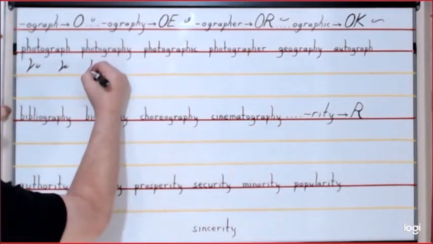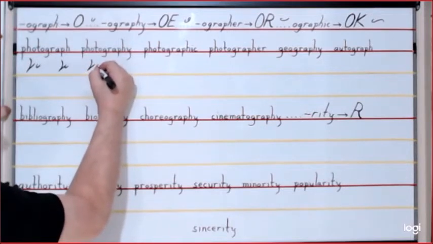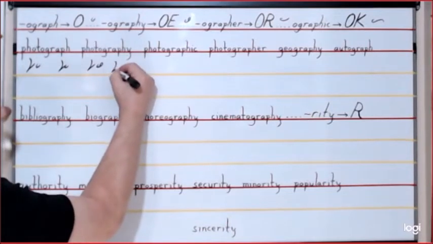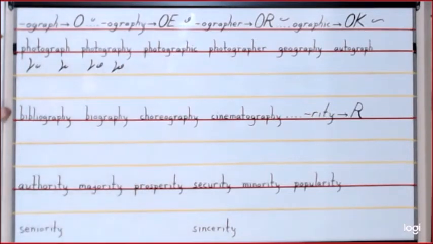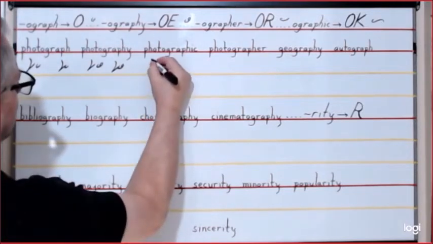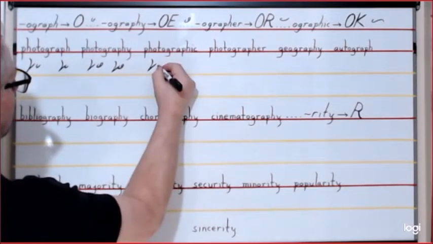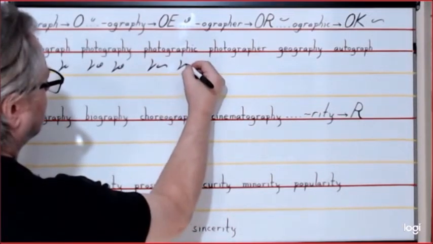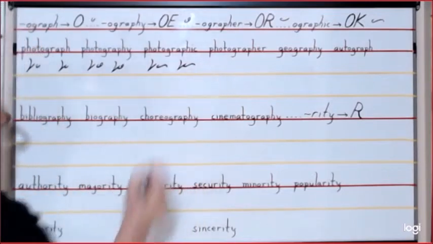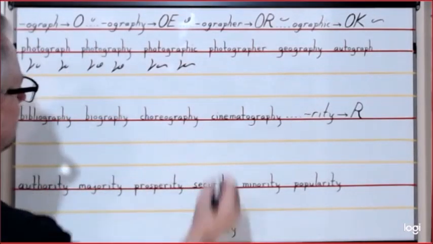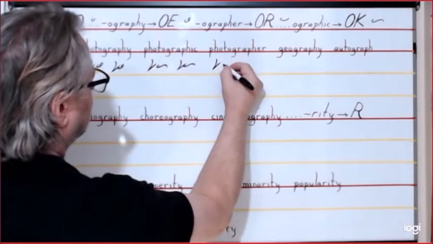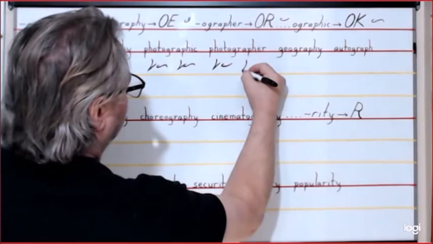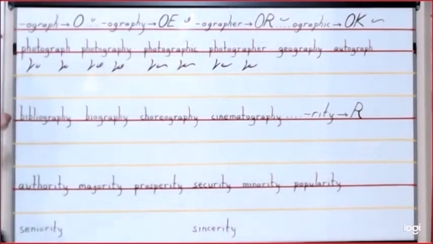Photography is F, T, then disjoined O, E. But you can also join these as well, F, T, O, E. Photographic is F, T, disjoined O, K. But you can also write it F, T, joined O, K. Photographer is an F-T-O-R, but you can also write F-T-O-R with its join.